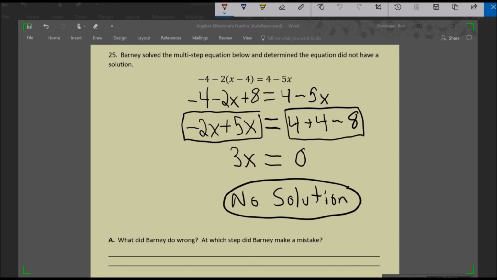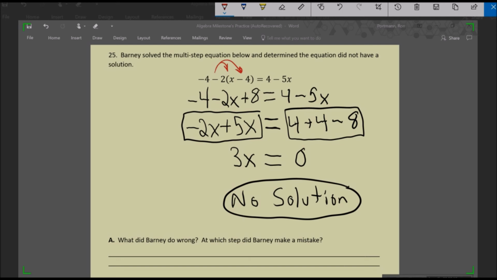So, we've got to get rid of the parentheses first. We're going to do the boxes, and then we're going to solve. -4 is not touching the parentheses. He just brought it down. That's good so far. -2 times x is -2x. He got that. And then -2 times -4. Negative times a negative is a positive. -2 times -4 gives you +8. So the left-hand side looks good so far.